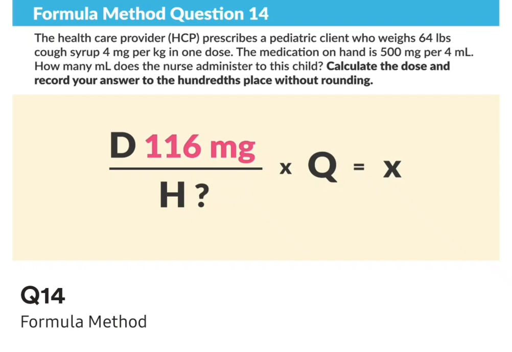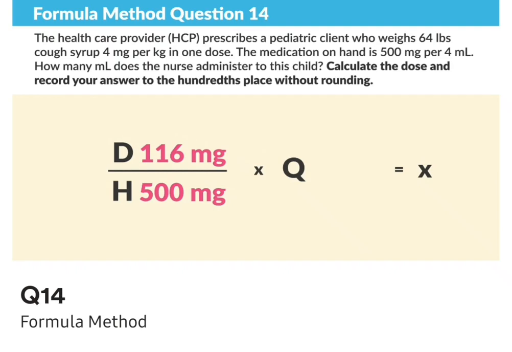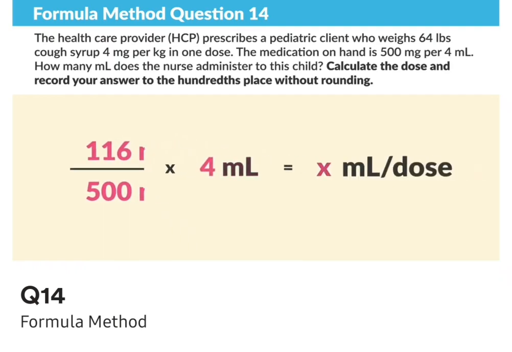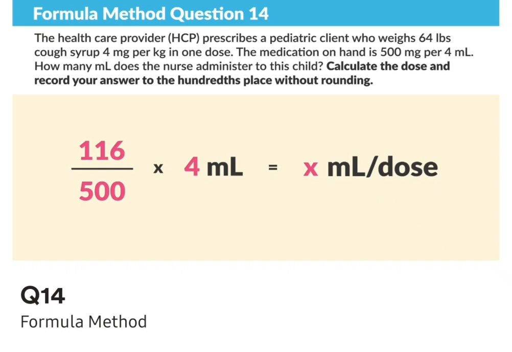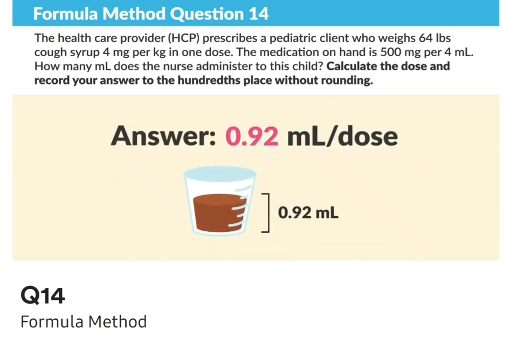Now, what medication dosage do you have on hand for the H? Well, the question states H is 500 milligrams per 4 mLs. Okay, now it gets a whole lot simpler because the D and the H are both in milligrams. So the Q, the quantity here, is 4 mLs. So your formula should look like this. 116 over 500 times 4 mLs. So 116 divided by 500 here is 0.23, and 0.23 times the Q, our 4 mLs, is the grand total of 0.92 mLs per dose. So the correct answer is 0.92 mLs.